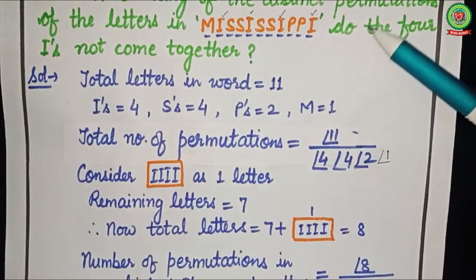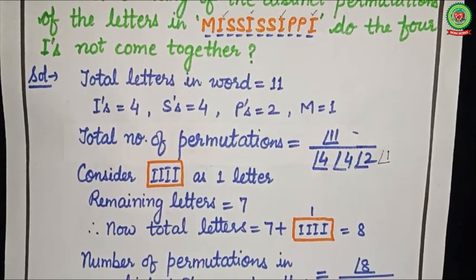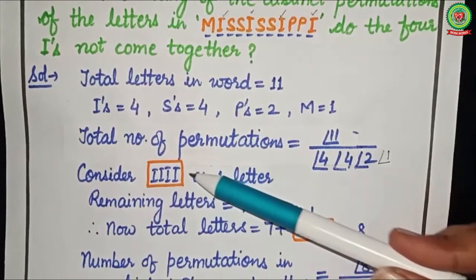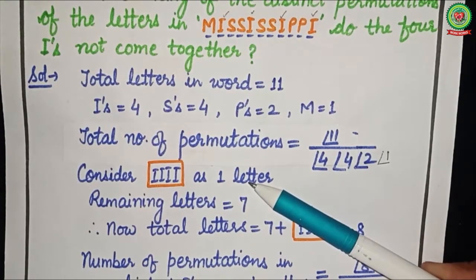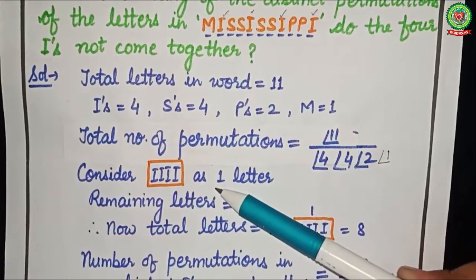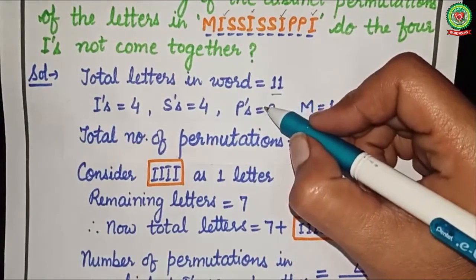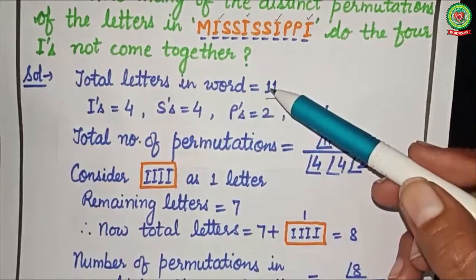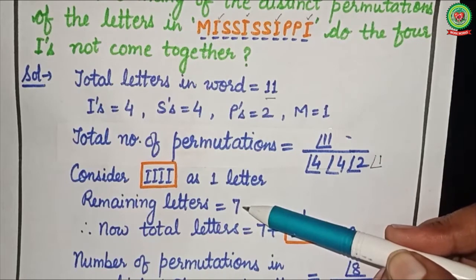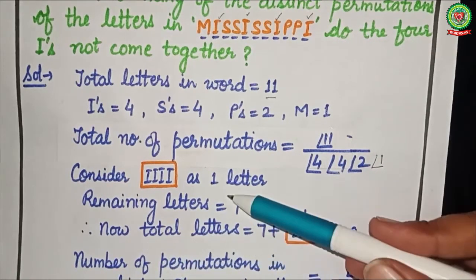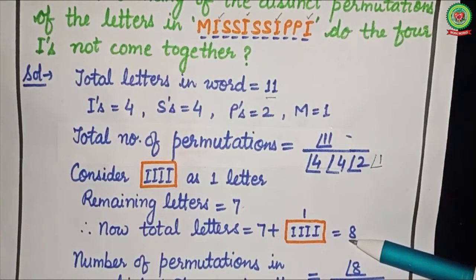Now we have to find when the 4 I's do not come together. So consider all the 4 I's as one letter. Again same thing as we have done in the previous question. When you consider 4 I's as one letter, total letters there were 11. When 4 is considered 1, so 11 minus 4, remaining letters will be 7. Now total letters will be the 7 remaining and 1 as 4 I's. So when you join them, you will get 8 letters.